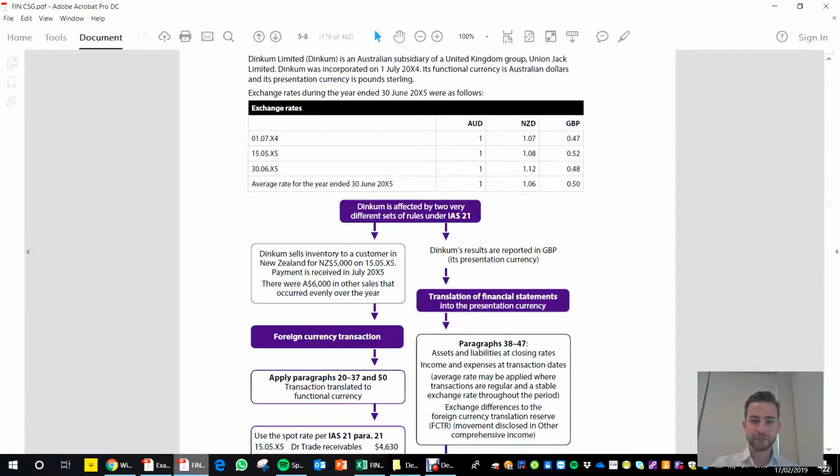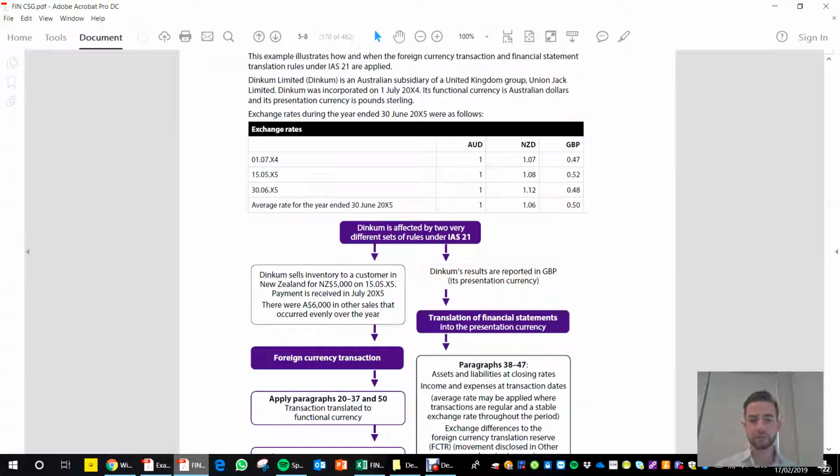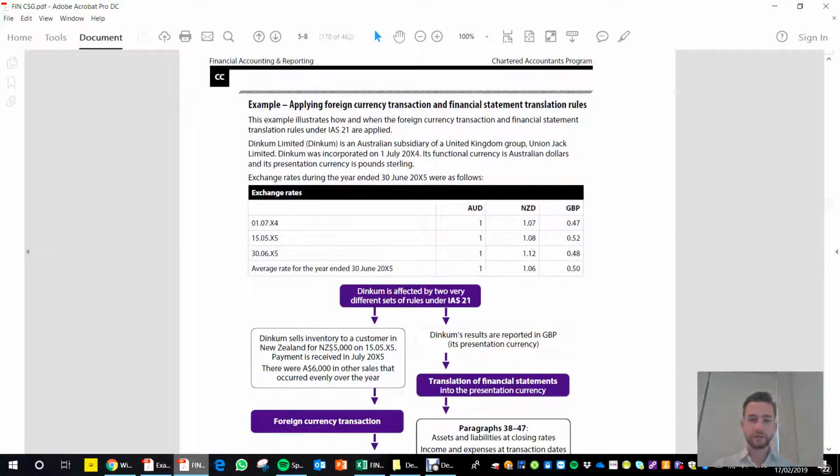Okay, so let's go through an example here and show how the two different rules interact. We're going to have to consider in this case the foreign currency transactions and also the retranslation of financial statements. So in this case, there's two examples. There's the foreign currency, which is New Zealand dollars. You've got your functional currency, which is AUD, and you've got your presentation currency, which is Great British pounds.